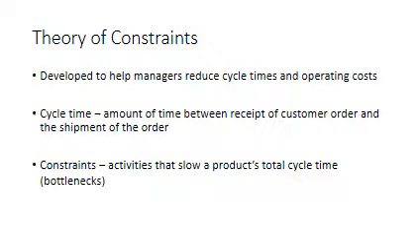Theory of constraints. Developed to help managers reduce cycle times and operating costs. So cycle time, it's like your operating cycle. It's the amount of time between when you get the customer order and when the order is shipped. So it's the time for the product to be manufactured, which can include the amount of time it takes to get the raw materials in and the production process.